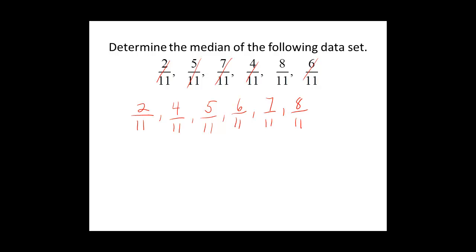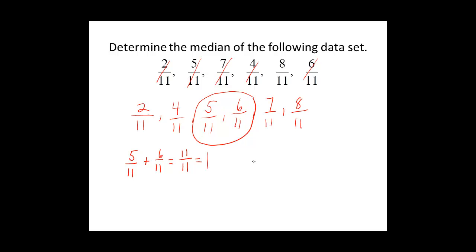The median is the middle number. We have an even number of numbers, so we actually have 2 numbers in the middle. So in order to find the median, we need to add the 2 middle numbers and then divide by 2. So we will add 5/11 plus 6/11. And we get 5 plus 6 is 11 over 11. What is 11 over 11? 11 over 11 is 1. So the sum of these numbers is 1.